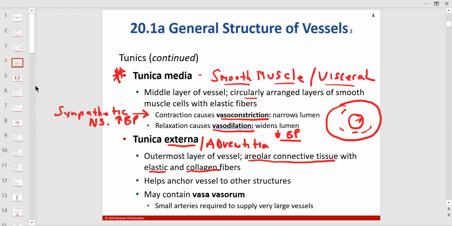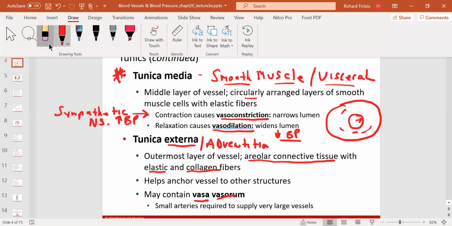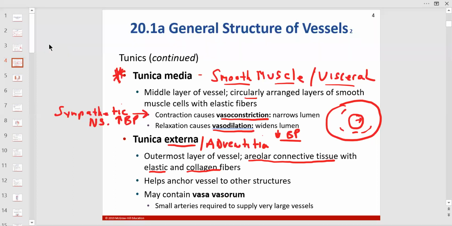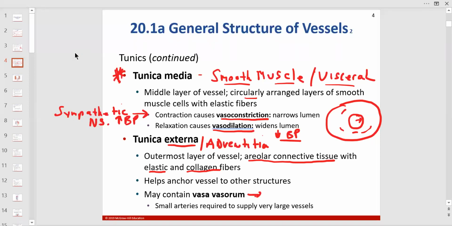So vasa vasorum, cool word, right? So vasa vasorum has to supply the actual blood vessel tissue, oxygenated blood. So that's important, that you get blood to the epithelial tissue, the endothelium. So vasa vasorum is actually supplying the blood vessels, the tissue in the blood vessels, the tunica media, the tunica interna, which is endothelial, and some of the tunica externa. So there's a network of little blood vessels that actually supply oxygenated blood and get rid of carbon dioxide and wastes for the blood vessels themselves.